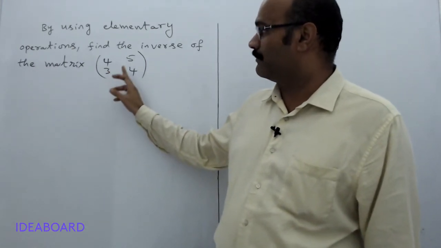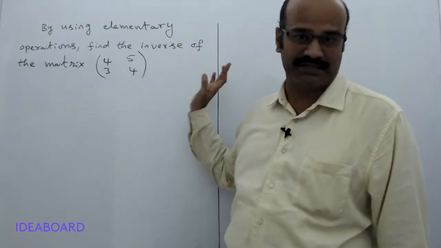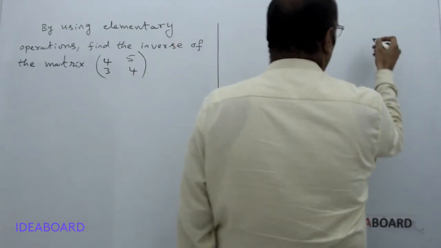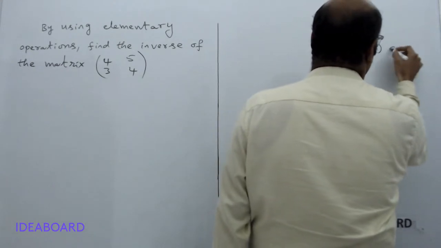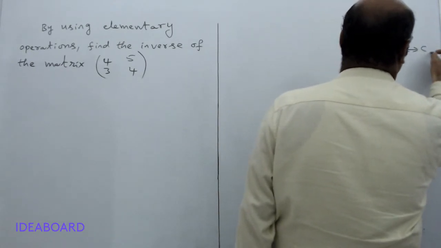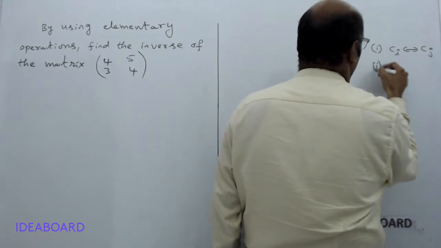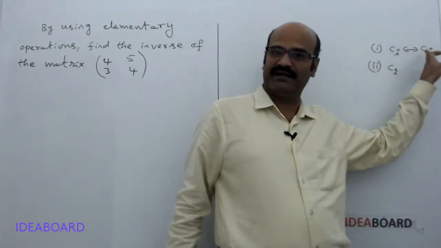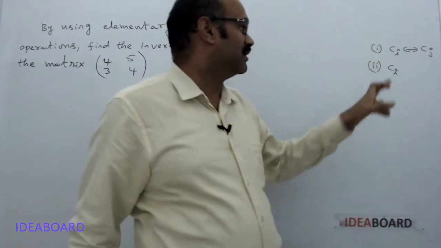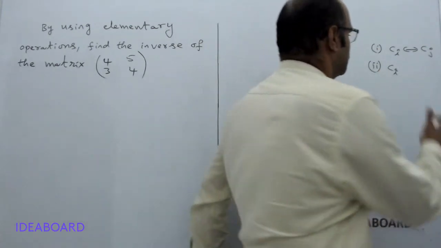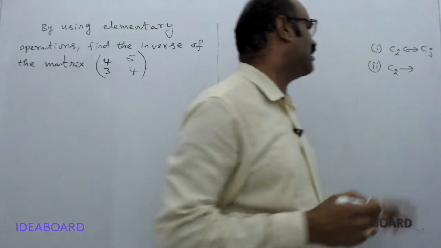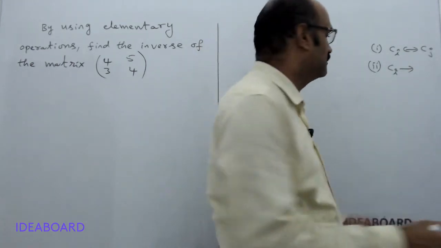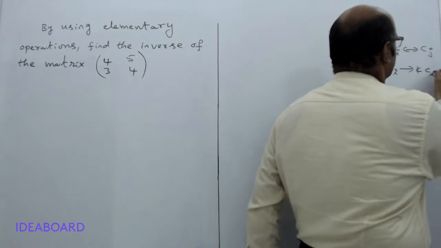Now, I solve this problem by using column operations. The 3 column operations are: the first one is that any 2 columns can be interchanged in the given matrix. The second one is Ci implies k into Ci: any column can be multiplied by a non-zero number, so all the elements should be multiplied.